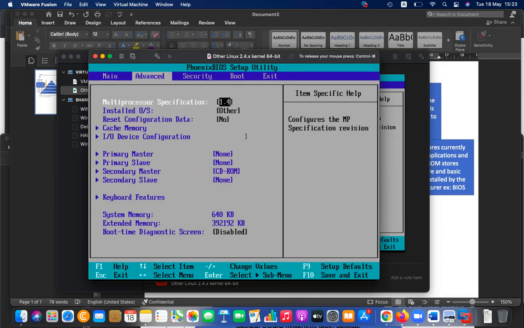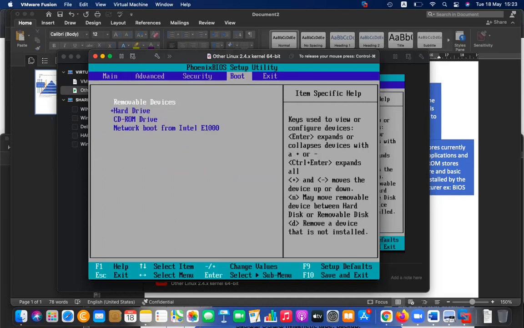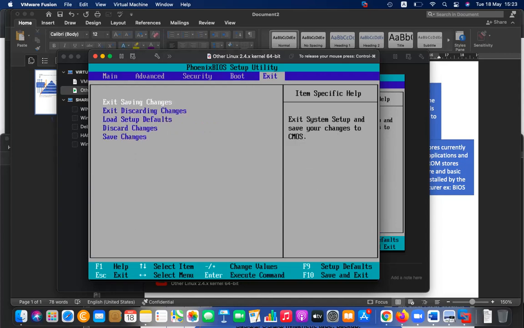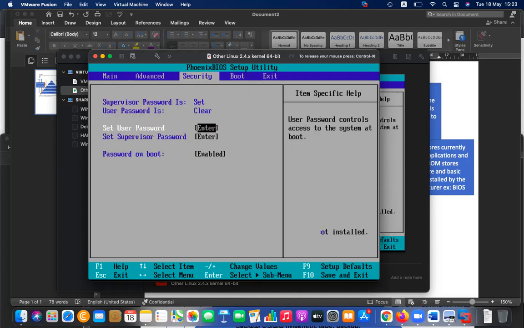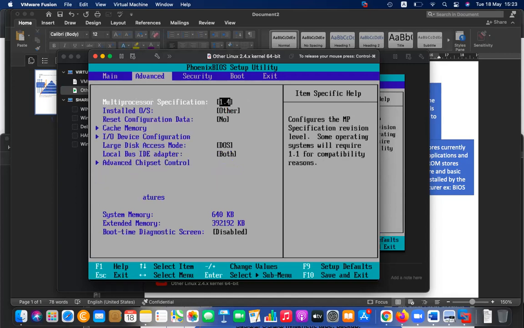So you can control the devices, you can control the security of the devices, boot order, whether to start your computer using CD-ROM, network, hard disk or pen drive. You can give additional passwords, and you can change the date and time from here. Likewise, you can do many things using this setup, right?